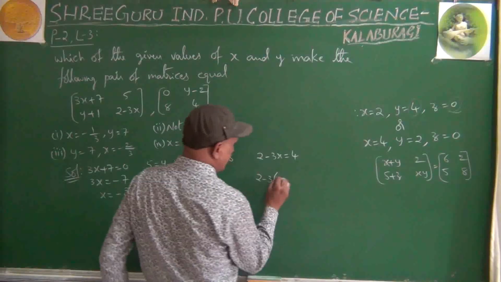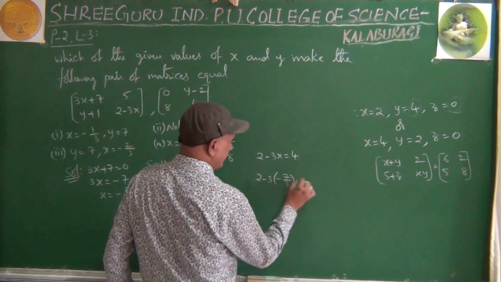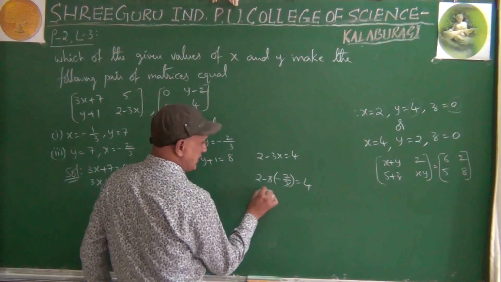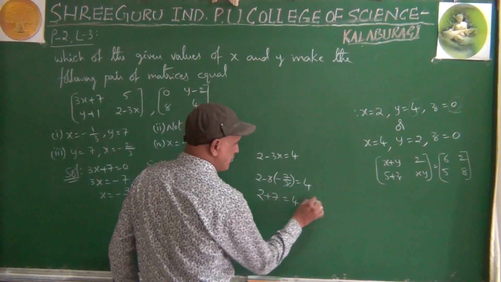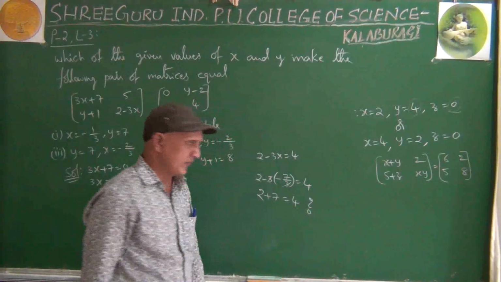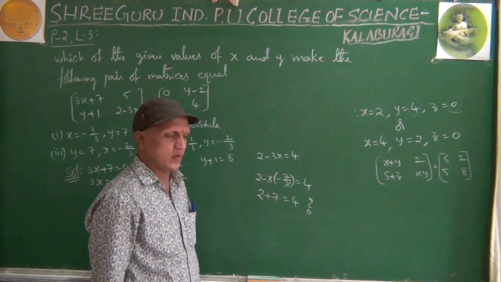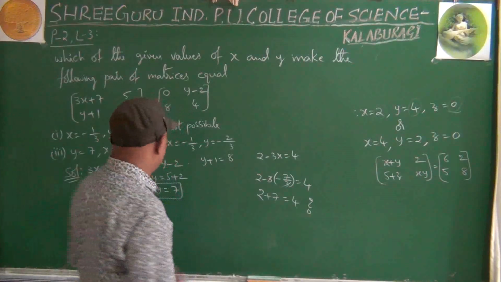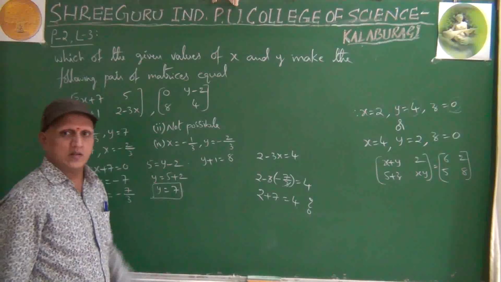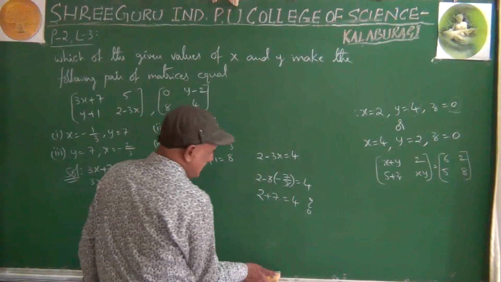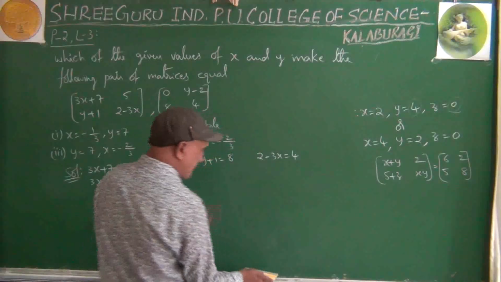x value minus 7 by 3. 3 got cancelled. 2 minus into minus plus 7 equals 4. 2 plus 7 equals 4. So these two equations are not giving the same x value. Let us see what x value we get from this.